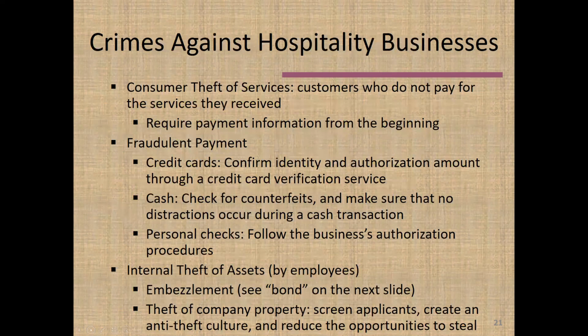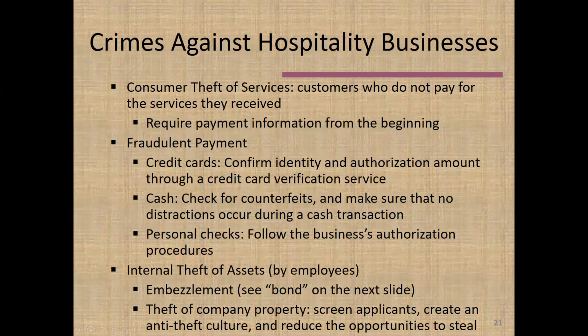The first is customer theft of services. This is obviously when a customer doesn't pay for a service that he or she receives. For example, the customer walks out on his or her dinner tab at a restaurant, or walks out on his or her hotel charges.